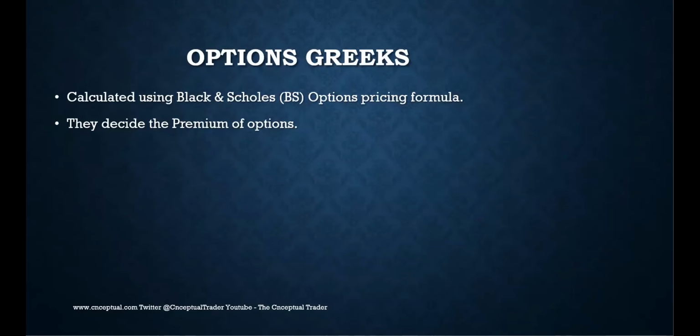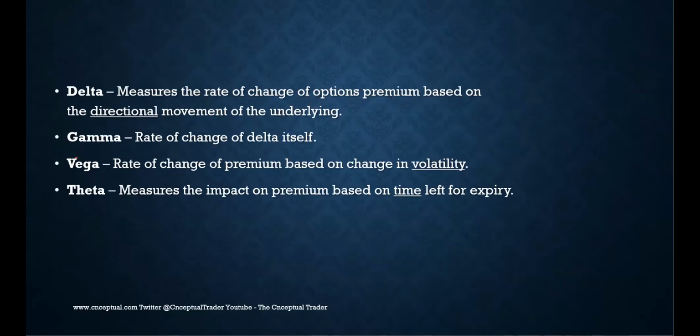Now let's talk about option Greeks. What are they? I'll be dealing with these very fast, because I have already covered them earlier. So let's zoom out through this sharply. They are calculated using the Black-Scholes formula, the BS formula. They decide the premium of options. What is premium? Premium is the amount you pay as an option buyer to get that particular option. That is called premium. So the option Greeks affect the premiums a lot.